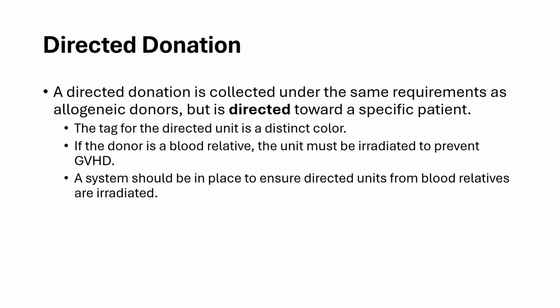A directed donation is collected under the same requirements as an allogeneic donation, but is directed towards a specific patient. The tag for the directed unit is a distinct color, so that people working know that it is for a directed or specific patient. If the donor is a blood relative, the unit must also be irradiated to prevent graft versus host disease. There should be a system in place to ensure that the directed units from blood relatives are irradiated. So, just another double check to make sure everything's getting done and being safe for our patients.